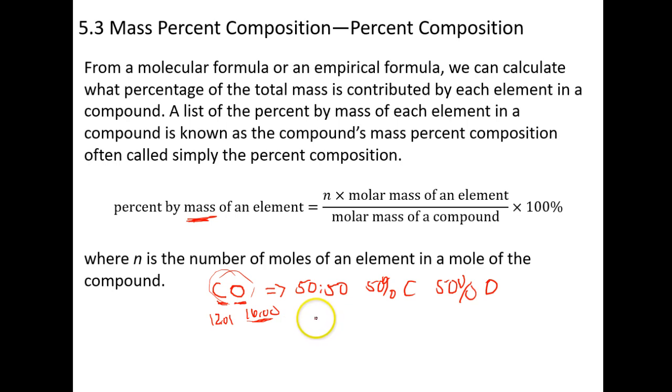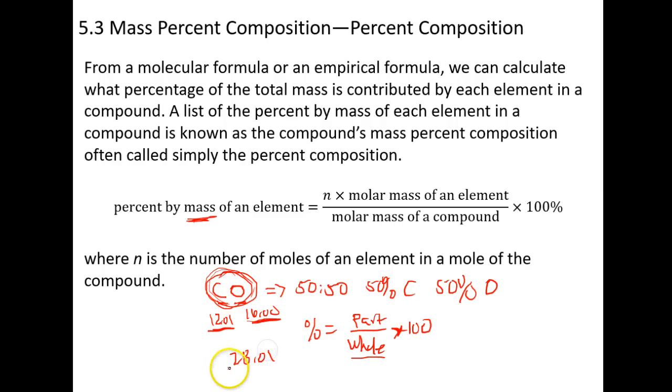So how do you actually figure out the percentages? Well, it's like any percent, all right? It's the part over the whole times 100, okay? So what's the part? The part is these. It's the mass of each individual atom. What's the whole? It's the mass of the whole entire thing. Okay, well, the mass of the whole entire thing is 28.01, all right? Well, how did I get that? Well, 12.01 plus 16, okay?